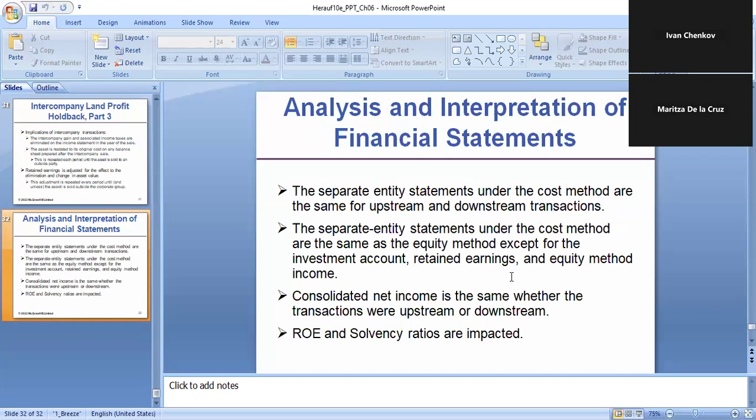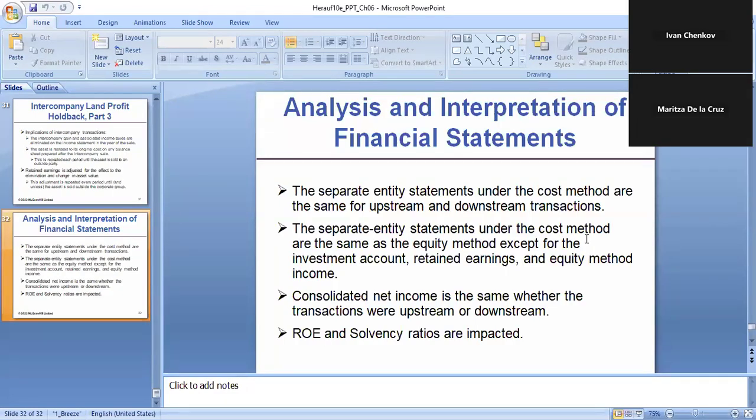those are the same for upstream and downstream transactions, so there will be no changes in the interpretation of financial statements. The separate entity statements under the cost method are the same as under the equity method, except for the investment account, retained earnings account, and equity method income.